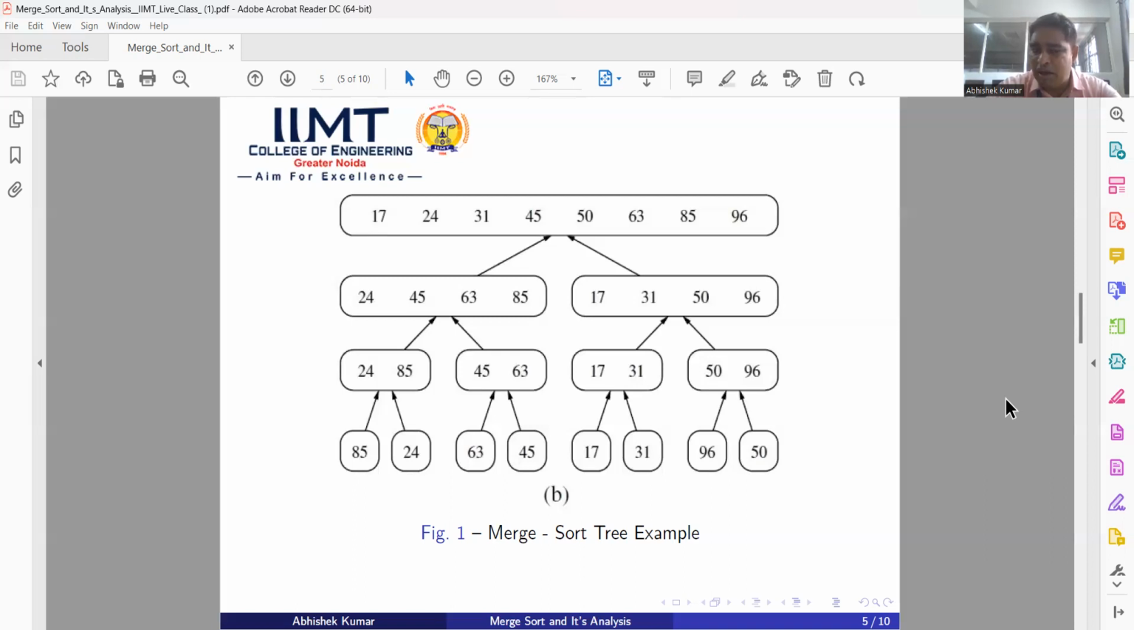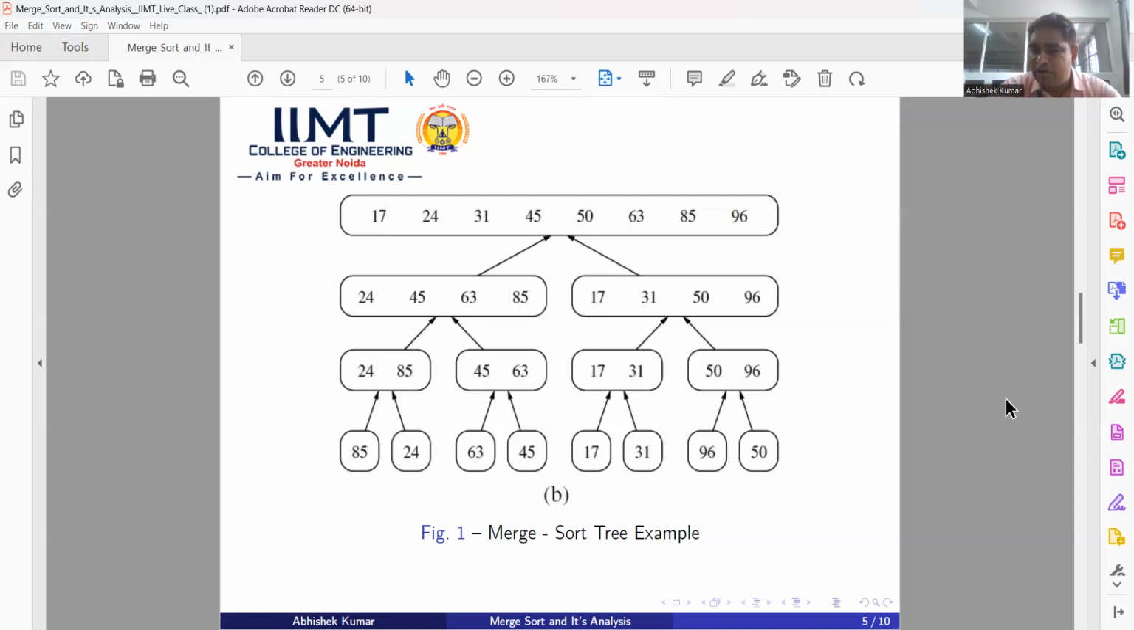Now again, same thing, 45 will be compared with 31, and because 31 is smaller, 31 will go to the second position. And again, the J value will be increased. So again, 45 will be compared with 50. 45 is smaller than 50, so again 45 will go to the third position. Same thing, again the I value will increase.